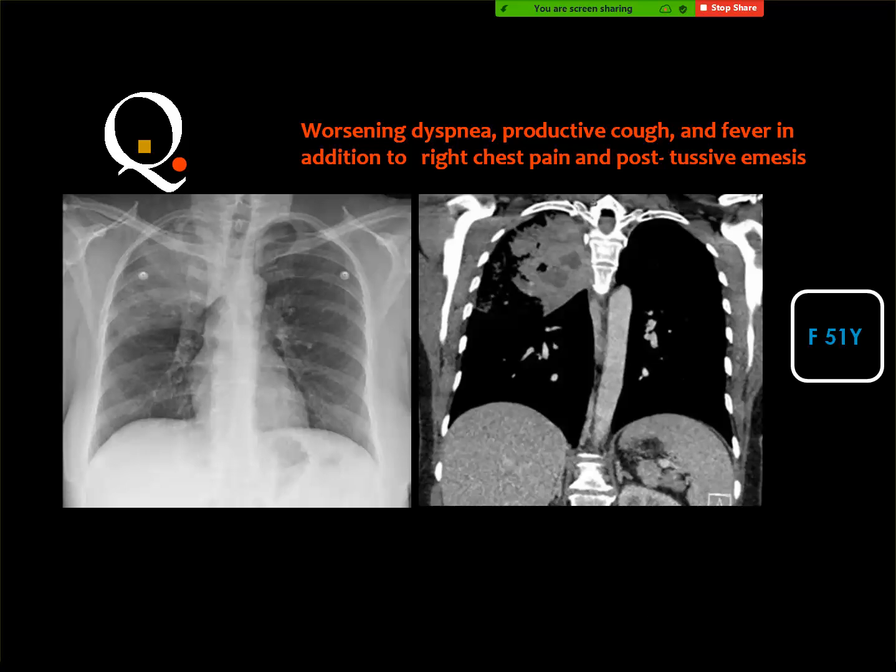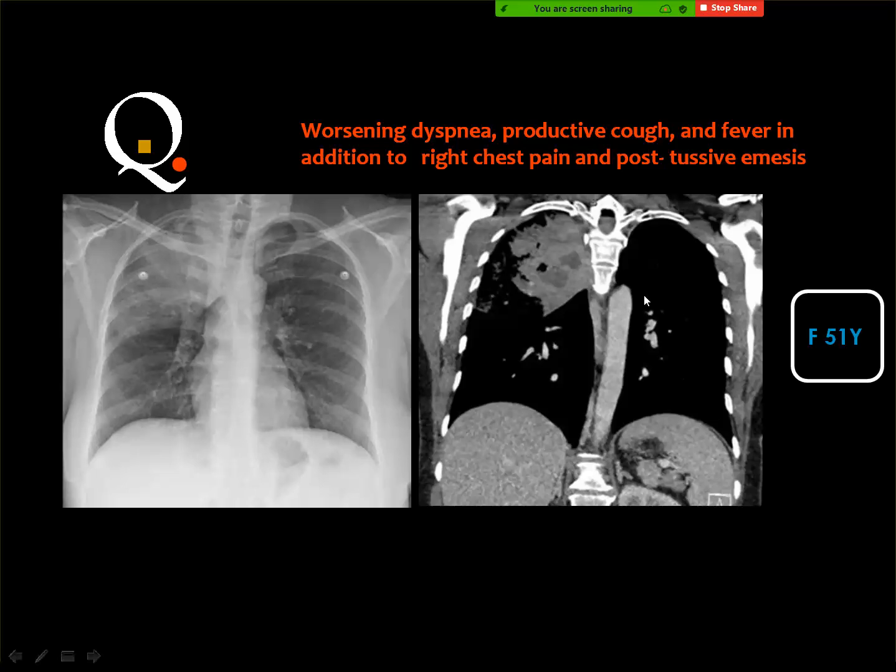Dyspnea, fever. Bronchogenic. TB. Okay. Bronchogenic carcinoma. I swear that Pancoast tumor will destroy the apex of the lung.